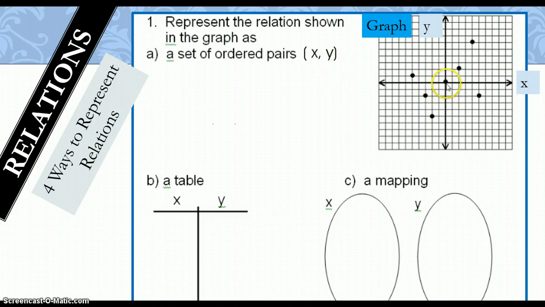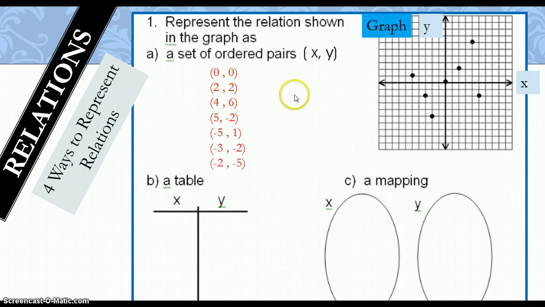Our first point is 0, 0, since it's at the origin. Our second point is 2 to the right on the x-axis, and 2 up on the y-axis. So that ordered pair would be 2, 2. Our third point would be 1, 2, 3, 4 on the x-axis, and 1, 2, 3, 4, 5, 6 up on the y-axis. So that ordered pair would be 4, 6. And we would do this for every point on the graph, and eventually we would end up with a list that looks like this.